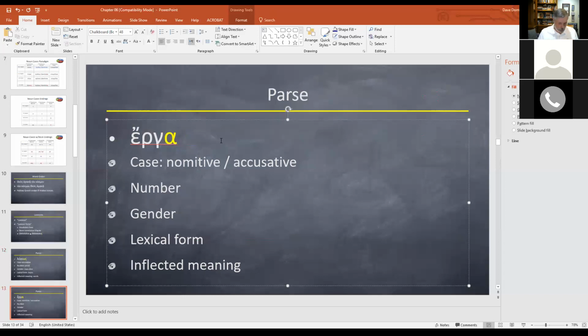Okay, and that's why I left the N out. Nominative or accusative. Its number is going to be plural. Its gender is going to be neuter. Its lexical form is going to be ergon, I think. I go to Greek. I think they're gone. Yeah, I think it is. They're gone. And its inflected meaning, in other words, wrong.